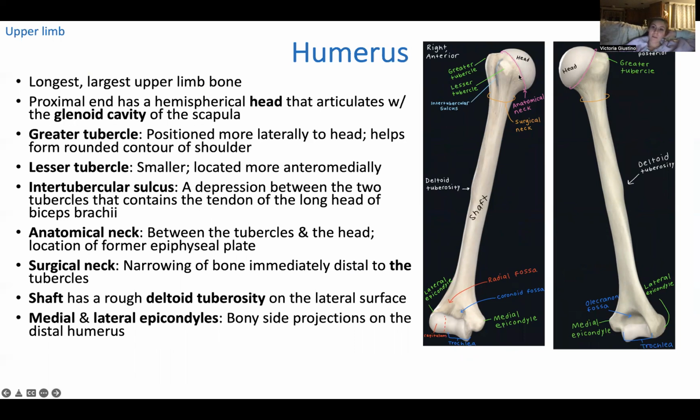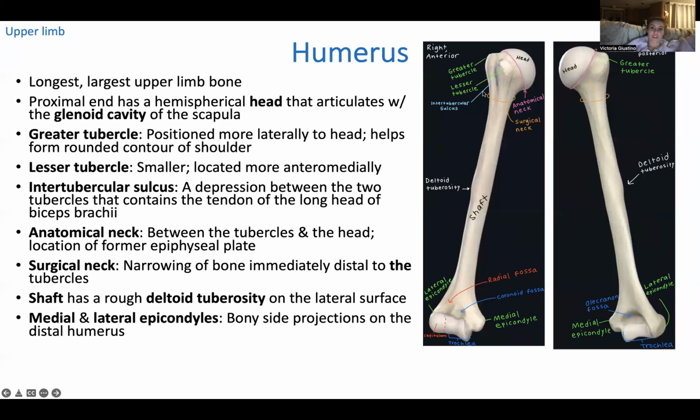And so this anatomical neck, it's just going pretty much around the circumference of that head. And this anatomical neck is actually remnants of the former epiphyseal plate that was there when this bone was being formed. So if we look on the lateral projection, at least lateral to the head, is this greater tubercle here. And then more medial, it's a smaller, lesser tubercle down there. And then right in between the two tubercles is the intertubercular sulcus. Kind of highlighted that in blue over here.